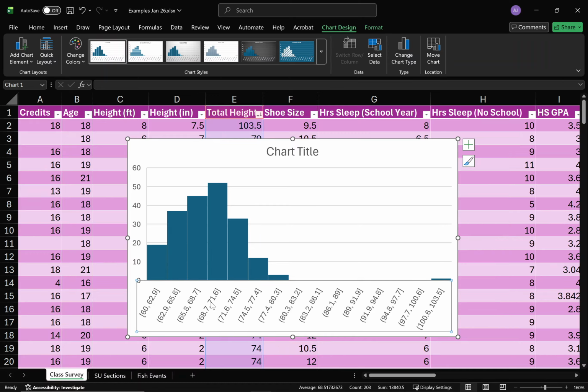So Excel has automatically chosen the bin width based on some considerations of its own that I don't know about. And a lot of times you might not like that bin width, or you might not like the number of bins. It also doesn't do the default title up here, so you should usually change this to, you know, something more sensible.